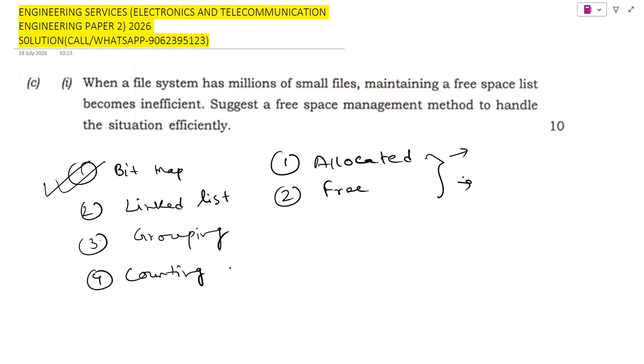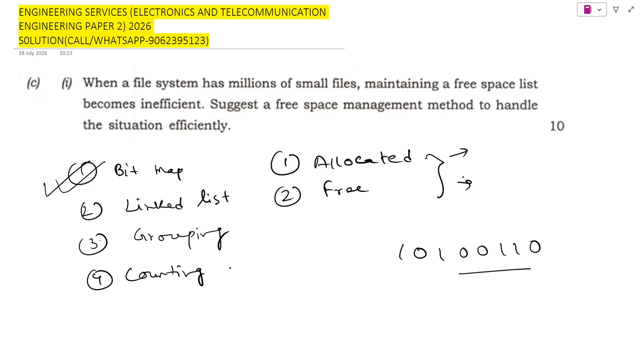Okay. Suppose block 1 is allocated, block 2 is free, block 3 is allocated, block 4 is free, block 5 is free, block 6 is allocated, block 7 is allocated, and block 8 is free. So the bitmap becomes what? 10100110. Okay. Now the operating system can immediately identify the free blocks. No long linked lists are required over here.